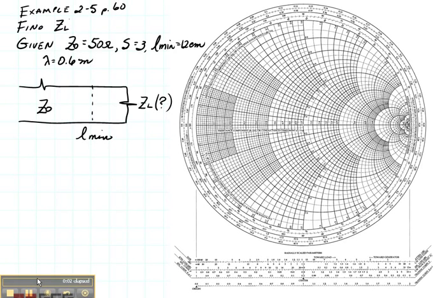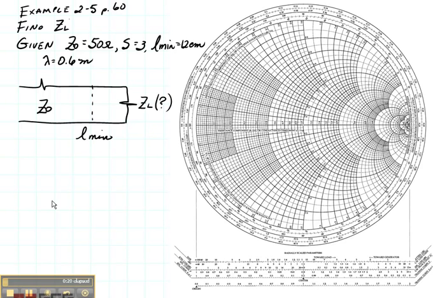Now let's do a slotted line example. This is example 2-5 out of your book on page 60. Let's suppose that we're given the characteristic impedance, the standing wave ratio, and the location of the minimum of the wave. What we'd like to find is the load on our line.